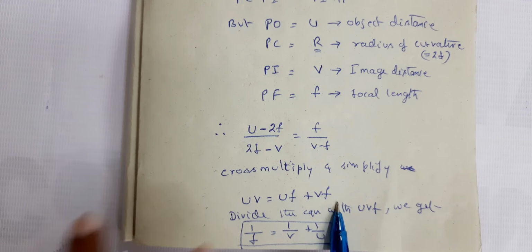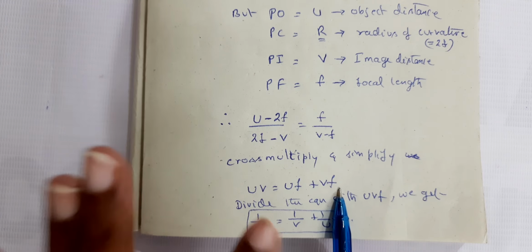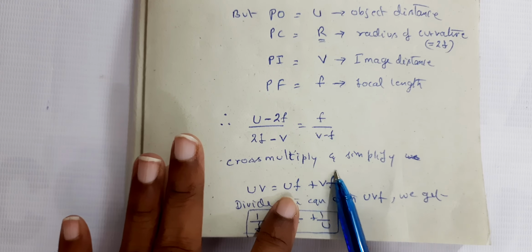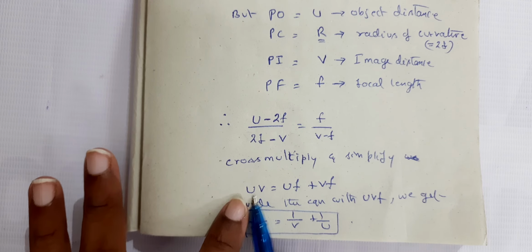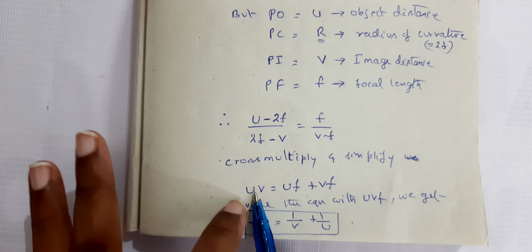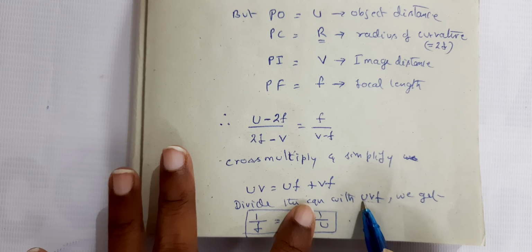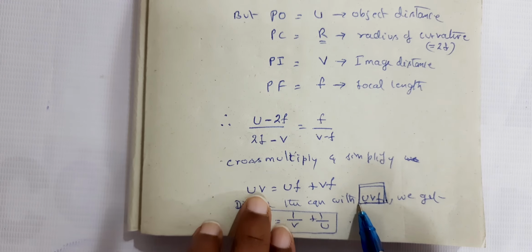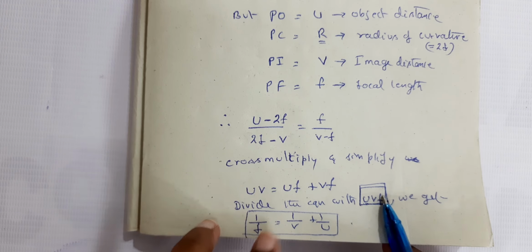Finally, you will be getting the equation like this. UV is equal to UF plus VF. But what we want is 1 by F is equal to 1 by V plus 1 by U. Isn't it? So I need 1 by F here and UV should get cancelled. So what I will do is I will divide the whole equation with UVF. So what will UV by UVF become? UV will get cancelled. So 1 by F.